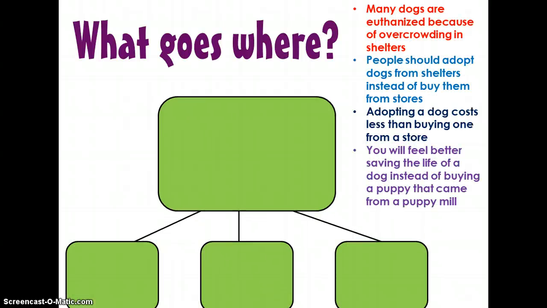Here's some information that you might see in a paragraph. Try to figure out what goes where. We have many dogs are euthanized because of overcrowding in shelters. People should adopt dogs from shelters instead of buy them from stores. Adopting a dog costs less than buying one from a store. You will feel better saving the life of a dog instead of buying a puppy that came from a puppy mill. Which one of these would you consider the main idea, and which of the rest would be supporting details? Take a second and try to figure out which one you think is the main idea.